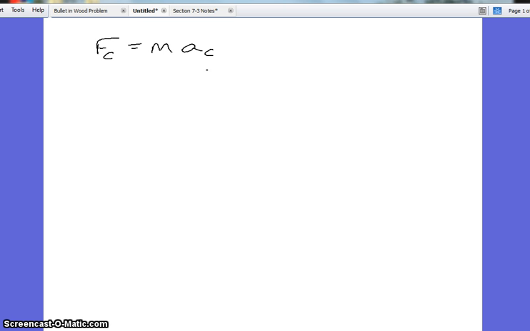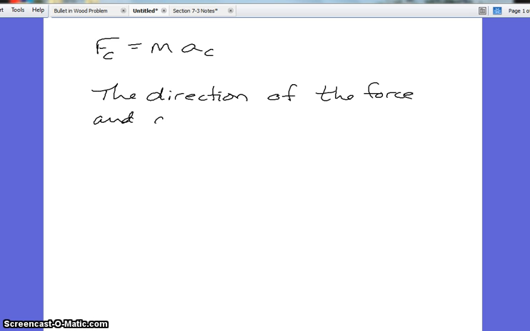But another nuance to the second law of motion here is that the direction of the force and the acceleration are the same. And therefore, since we said that the direction of the centripetal acceleration is towards the center, hence the word centripetal means center-seeking in Latin, the direction of the centripetal force is also towards the center.